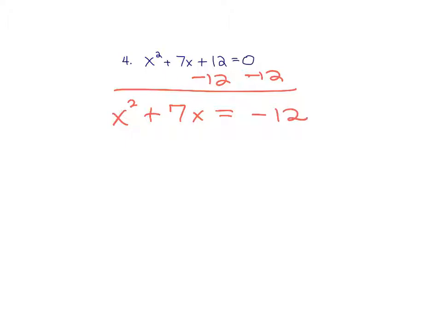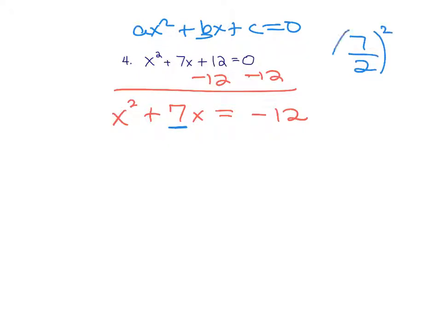negative 12. My next step is to take the b term. So again, remember it's ax squared plus bx plus c. The b term is the number in front of x. So I'm going to take this 7, I'm going to divide it by 2, and then I'm going to square it. This is what I'm adding to both sides of my equation. Now, if it's easier for you, instead of showing that, I'm going to be filling in here. What I'm filling in on both sides is 49 over 4.